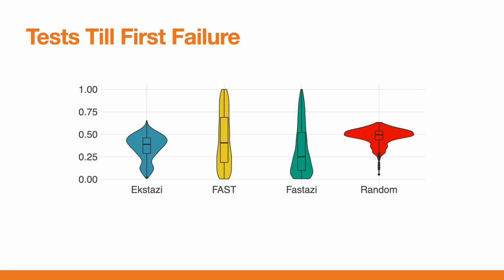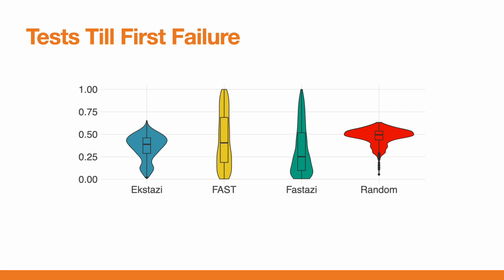And Fastazi, if putting them together, what we get is something where the density of the violin goes to the bottom, so we have 50% of the test situations that we tested were found under 25%, more or less. But then, unfortunately, there are a few instances, much less than by FAST itself, where both tools don't perform very well.